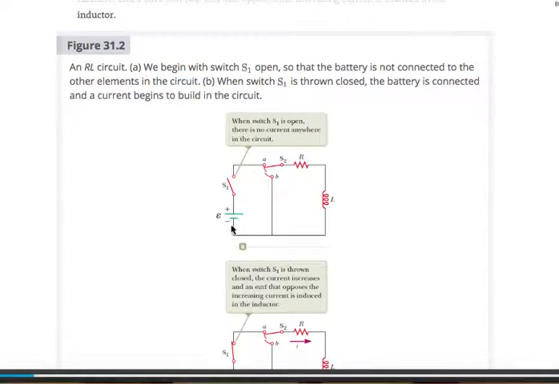And here we have a battery over here. When you close switch 1, notice that would complete this big circuit here, where the current would come out of the battery, through resistor 1, through the inductor, and then back around to the battery. But the inductor, remember, is going to try to oppose any change of current.